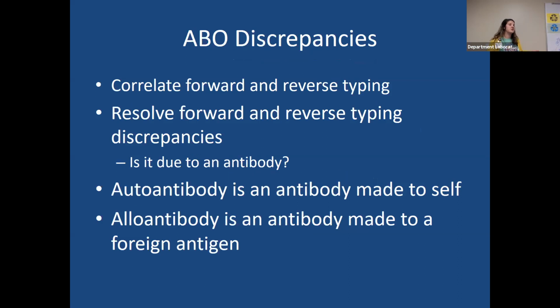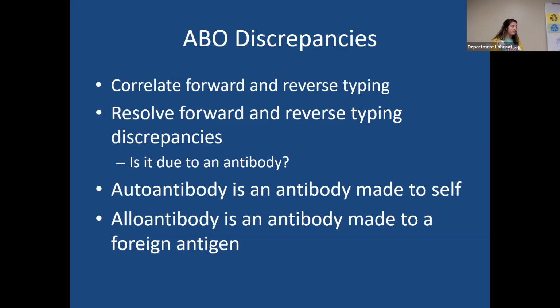No further investigation needed. If you're front typing as an A, back typing as an O, there's a discrepancy there. Something doesn't match. We have to figure out why we have an additional unexpected reaction, okay? And we have some examples that we're going to go through. It's very important, you guys, that if you encounter a discrepancy, it has to be resolved before you transfuse your patient.